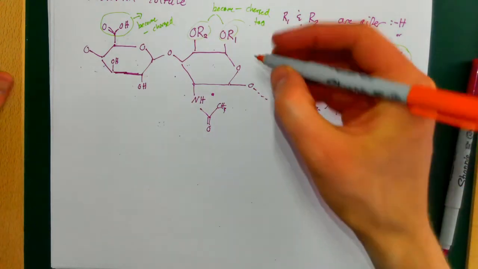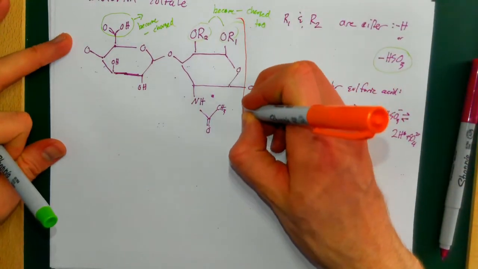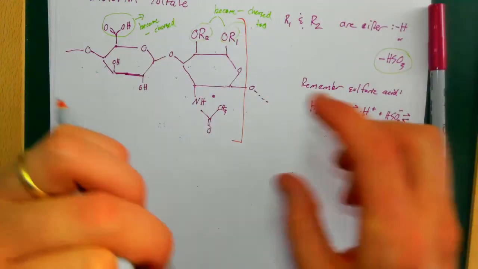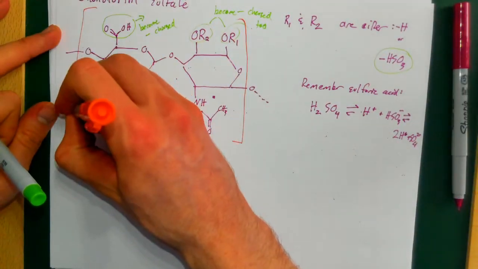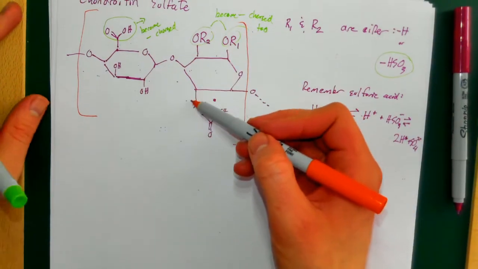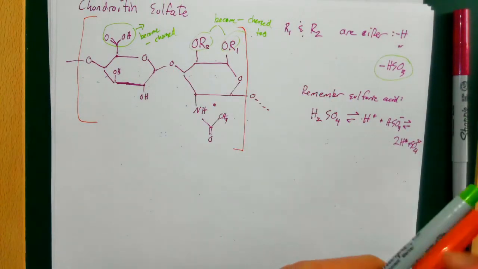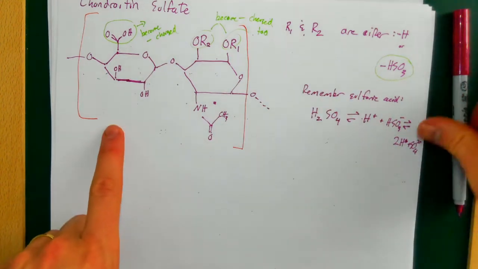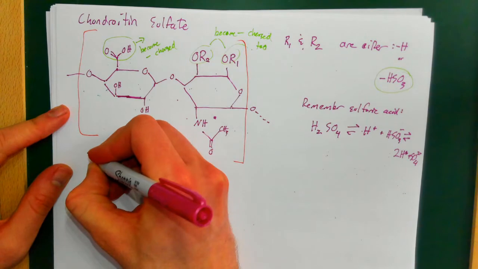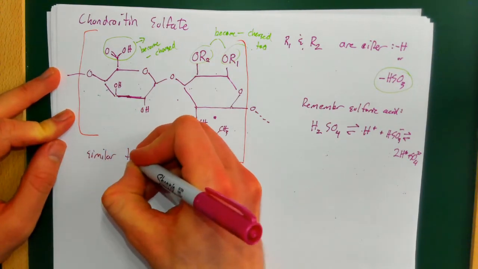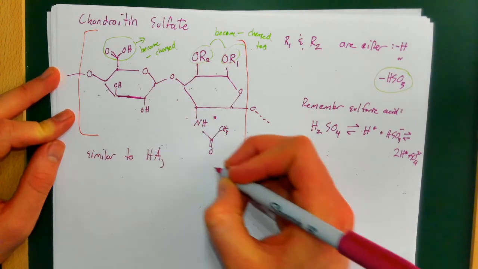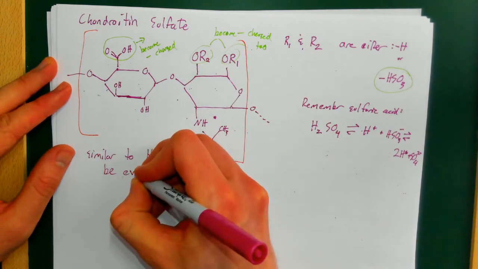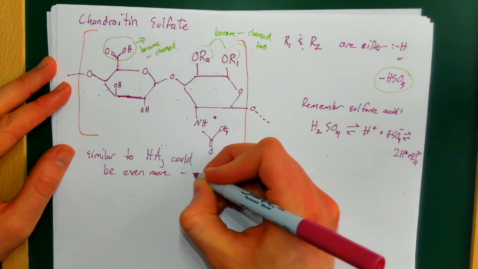And just to clarify the extent of this chain, this sequence repeats over and over again. So what's the key thing here? It's basically similar to hyaluronic acid, but could be even more negatively charged.